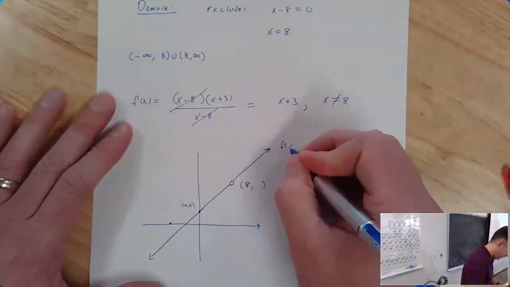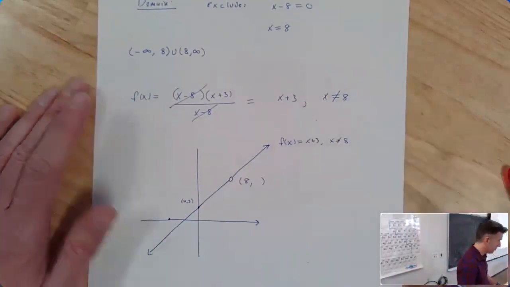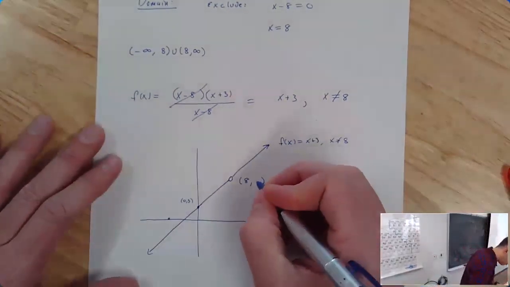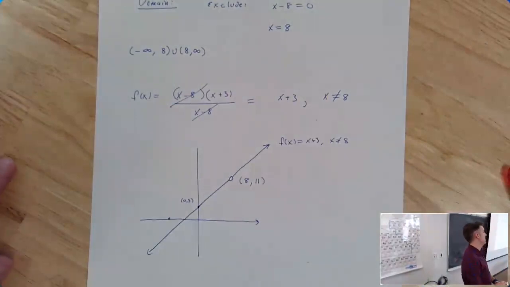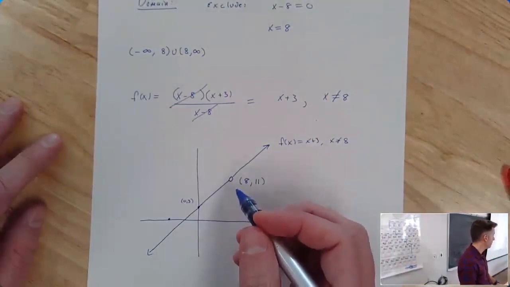Well, if this function is f of x equal to x plus 3, except x is not allowed to equal 8, if x were allowed to equal 8, what would you get? You get 11, 8 plus 3. You just plug in the 8 to the function that you're not allowed to plug it into. So we have a hole at (8, 11).